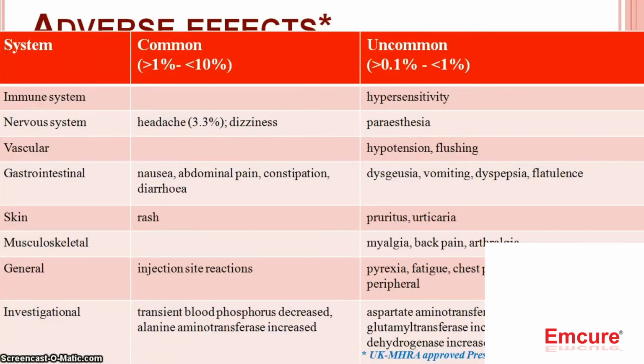Now, what are the commonly encountered adverse effects when we are giving this injection? Well, mostly they are from the nervous system. They are the headaches, 3.3%. Then of course we have the gastrointestinal, like nausea, abdominal pain, constipation, diarrhea. In the skin, you have rashes, you have injection site reactions, you have transiently decreased blood phosphorus levels, and increased alanine aminotransferases. So these are the common side effects which are encountered when we are giving ferric carboxymaltose injection.